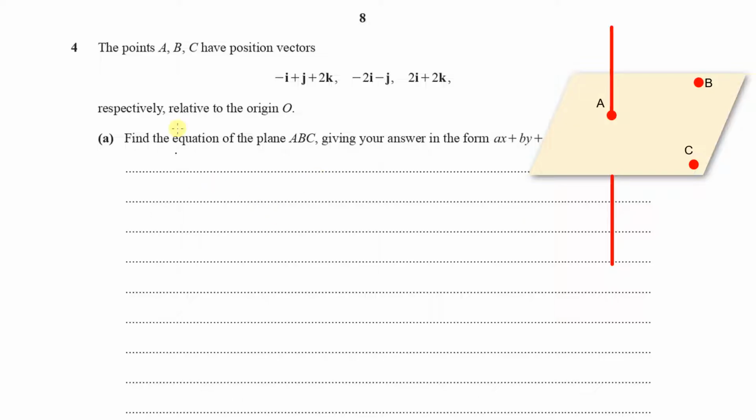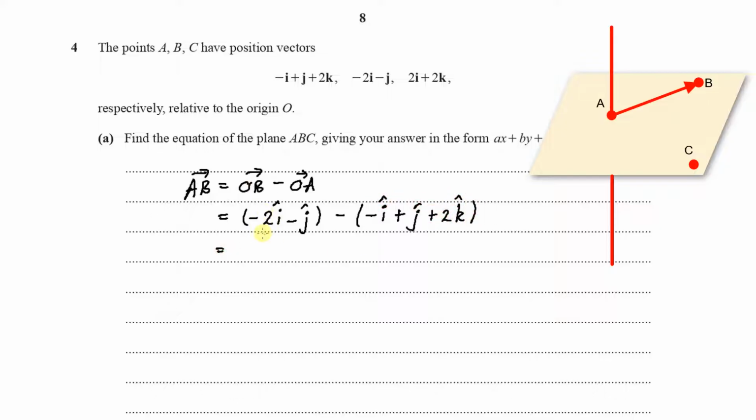Now for the normal to the plane, we'll first need to work out the vector AB. For AB, we'll say that's OB minus OA, and OB is minus 2i minus j, and OA is minus i plus j plus 2k. So we can simplify this to give us minus 2i minus j plus i minus j minus 2k, and this simplifies to minus 2i plus i, that's minus i, minus j minus j, that's minus 2j, and that's minus 2k. So this is AB.